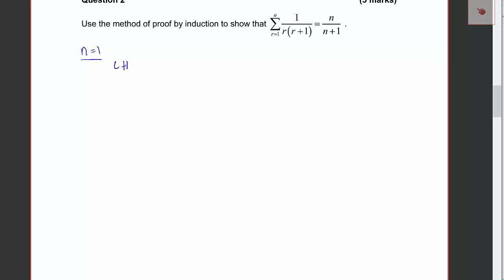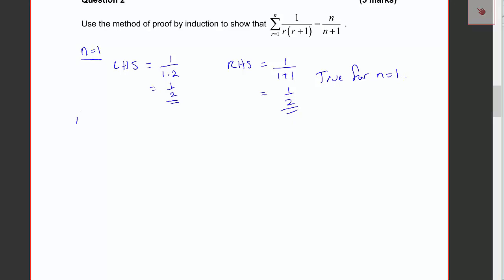the left hand side is going to be 1 over 1 times 2, which is a half, and then the right hand side would be 1 over 1 plus 1, which is also a half. So that is true for n equals 1.